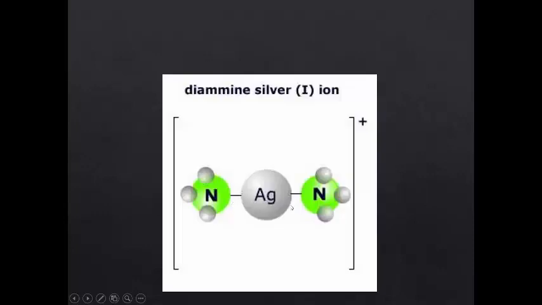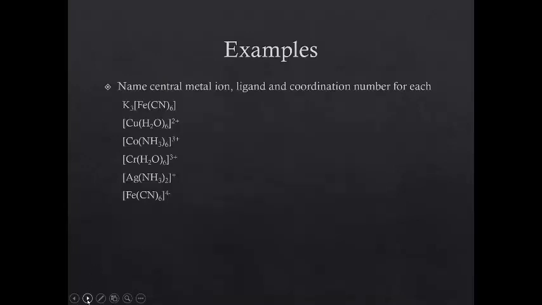And here's a picture of it. Diamine silver. So our coordination number is 1, 2. And I should say our metal is silver and our ligand is ammonium.